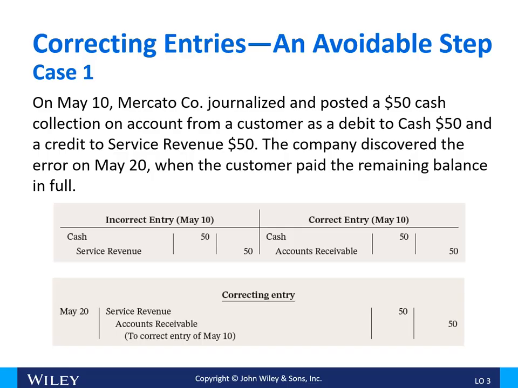Okay. We could have, as I mentioned before, done a reversing entry and then posted the correct entry. So we could have debited service revenue, credited cash 50. So that just basically wipes out that entry that we made. And then debit cash, credit accounts receivable, the correct entry. But if we would have done that, we would have put two entries into cash that we didn't need to.